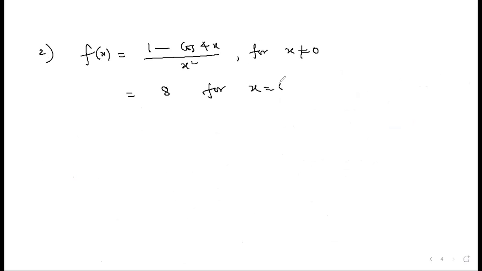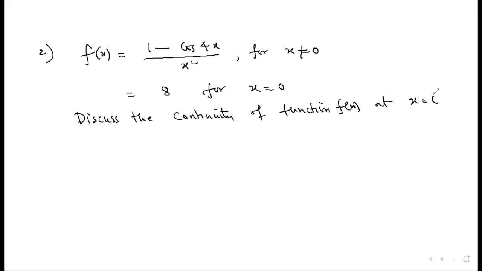f of x is equal to 1 minus cos 4x upon x square for x not equal to 0, and is equal to 8 for x equal to 0. Discuss the continuity of the function f of x at x equal to 0.